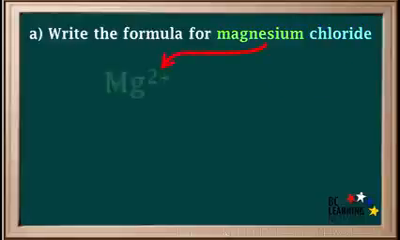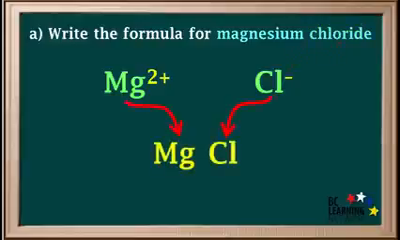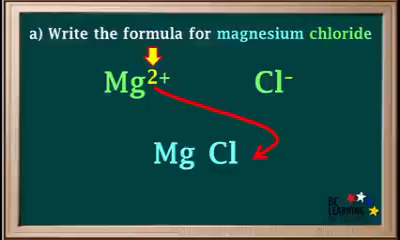Looking at magnesium on the ion table or periodic table, we see it's Mg with a charge of 2+, and chloride is Cl with a charge of -1. We start the formula by writing down the symbols Mg and Cl. Now we take the 2 from the charge on the magnesium, cross over, and write it next to the chlorine.